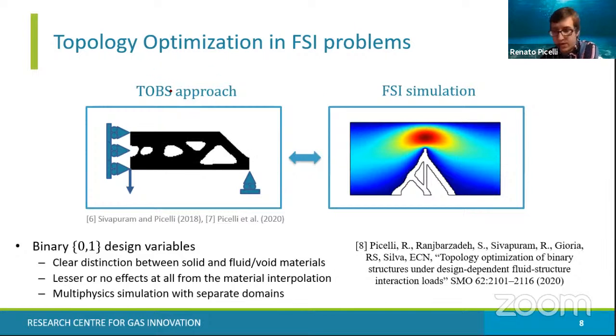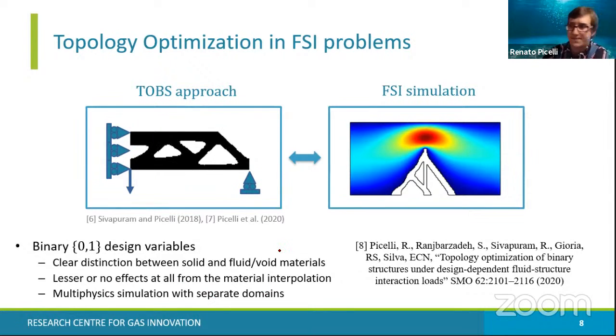TOBS, among other characteristics, is based on binary design variables. In our opinion, this problem is naturally binary, because we want a clear distinction between solid and fluid, and that is what binary design variables offer. Also, we can have less or no effects at all from material interpolation, now that we are using only solid and fluid. And we can easily integrate this with commercial software and simulate the complex FEA using separate domains.